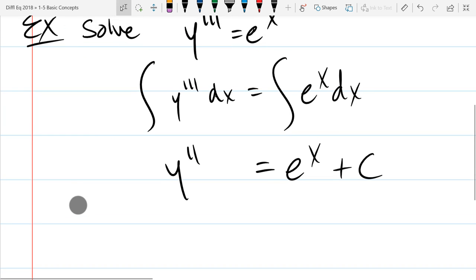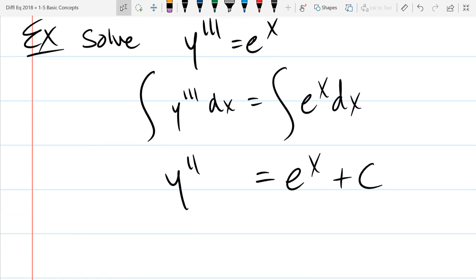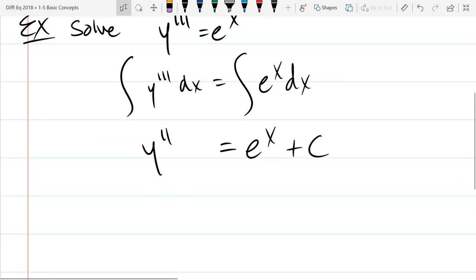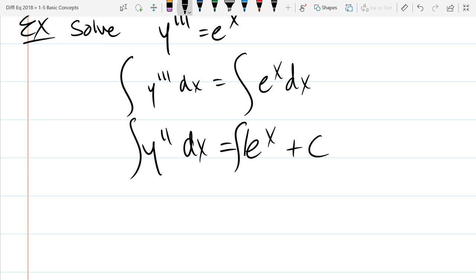Okay, so we're getting one step closer to y. What should I do next? Another antiderivative for another integral. So I'm going to do the exact same thing. Integral dx equals integral dx. It's really important you include the plus c in your integral. It would be incorrect to do your integral of e to the x and the plus c outside. So that plus c needs to make it inside the integral.